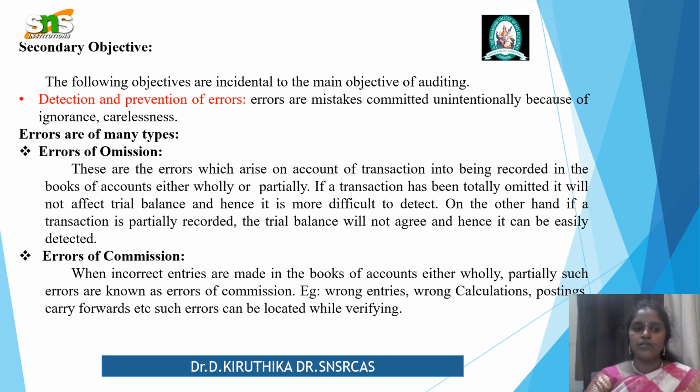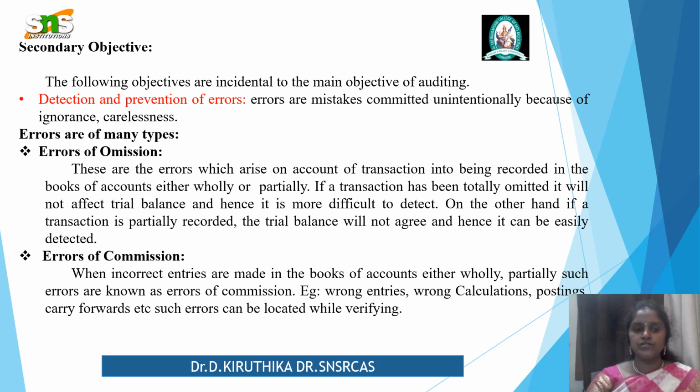I think as you all know what is the basic difference between the error of omission and the error of commission. See, errors of omission are those errors which arise on account of transactions not being recorded in the books of accounts either wholly or partially. That is, it can be totally omitted and it will not affect the trial balance. So it is more difficult to detect that particular error. On the other hand, you have the partial omission also. That is, the trial balance will not agree and it can be easily detected.